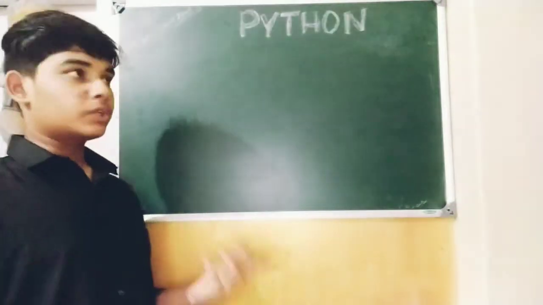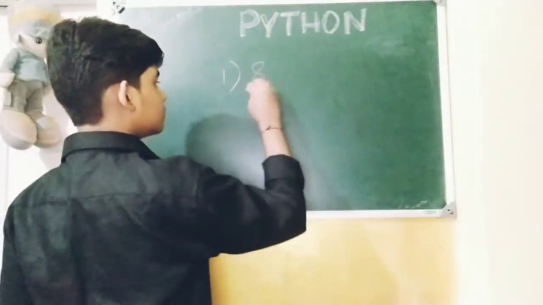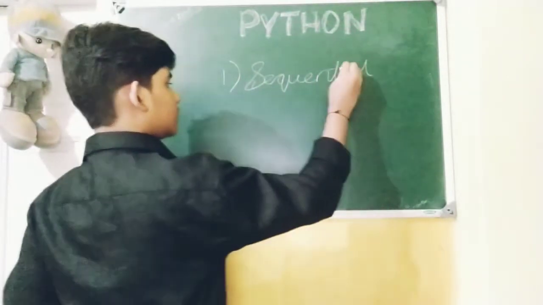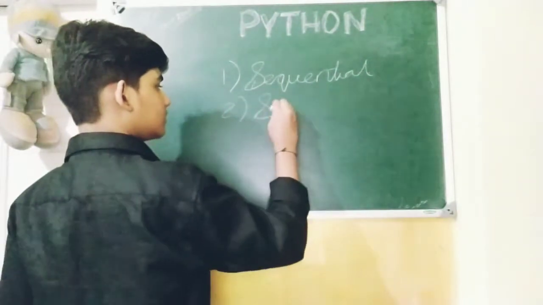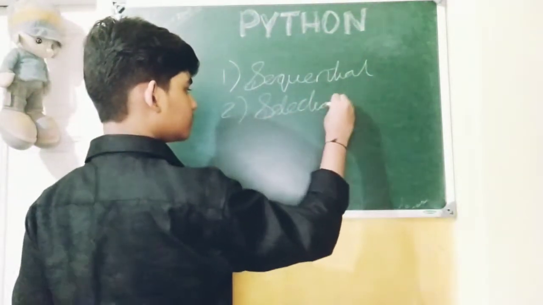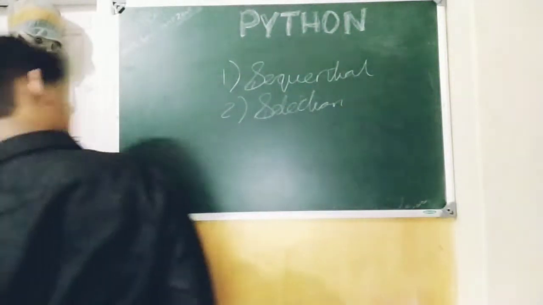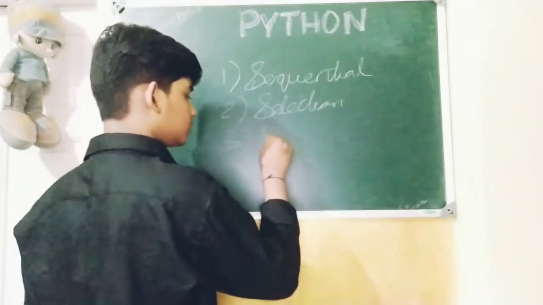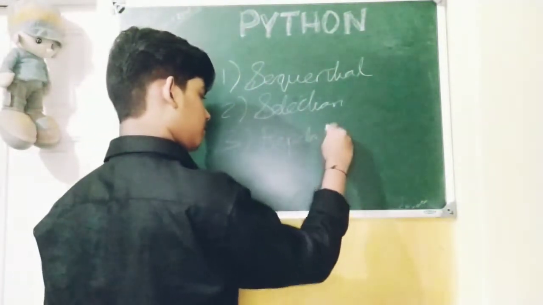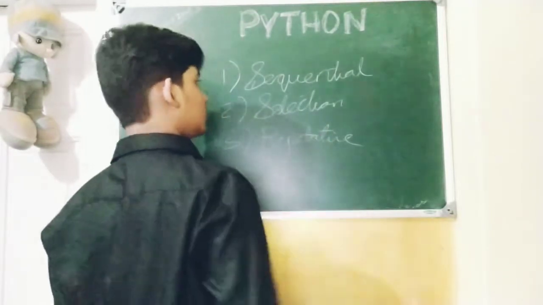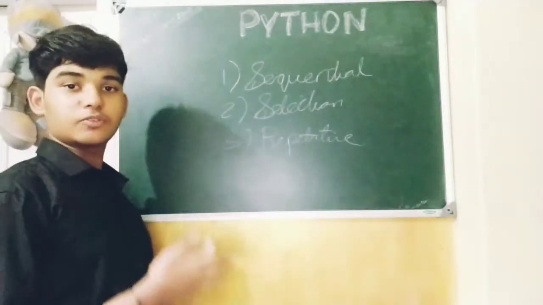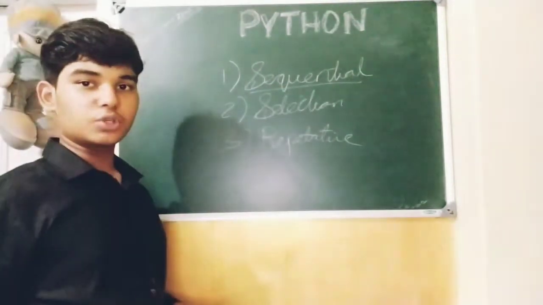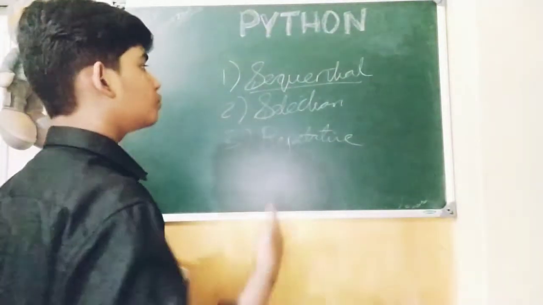So there are three main types of control structures. We have sequential, you have selection, and then you have repetitive. So these are three main types of control structures. So first you have sequential. So let's take a simple line of code and let's try to make you understand what sequential means.